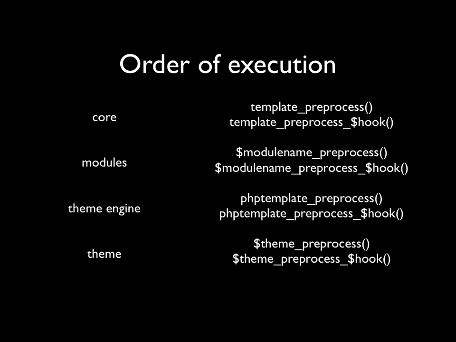The order of execution. This isn't all that important, but it's good to know what exactly is going on. The first part of preprocess that is executed is coming from core, which is mainly inside of that theme.inc file. And this is template_preprocess and template_preprocess_hook. I'll explain these a little bit further. And then at that point, modules can step in and execute their own preprocess, altering the variables, adding variables, and things like that. Then the theme engine steps in, does what it needs to do, and finally, the theme steps in. If you're using a sub theme, the base theme executes first, and then any sub themes execute in the order that they are sub themed.